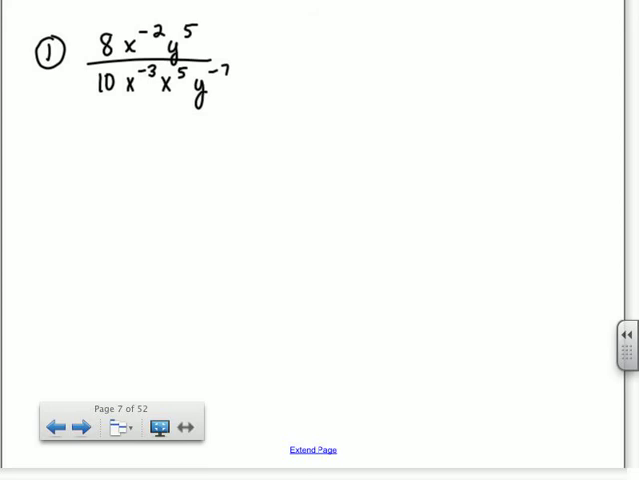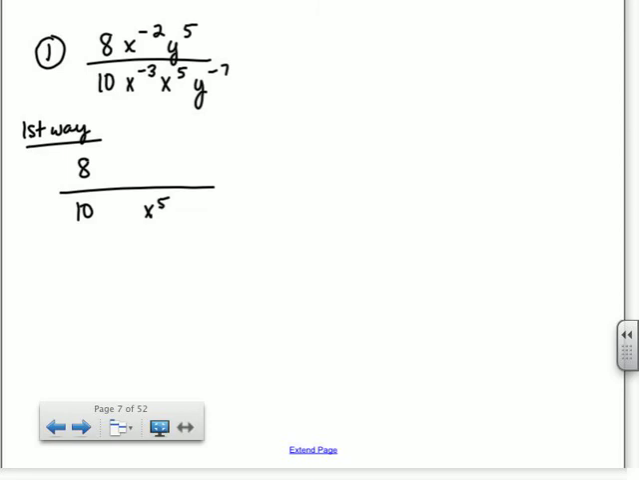Let's do this one. So 8x to the negative 2, y to the fifth, all over 10x to the negative 3, x to the fifth, y to the negative 7. Okay, there's lots of different ways you can do these problems. So the first way that we talked about was switching anything that was negative and putting it in an opposite location and making it positive. So you can do that. I'm going to show you that method.